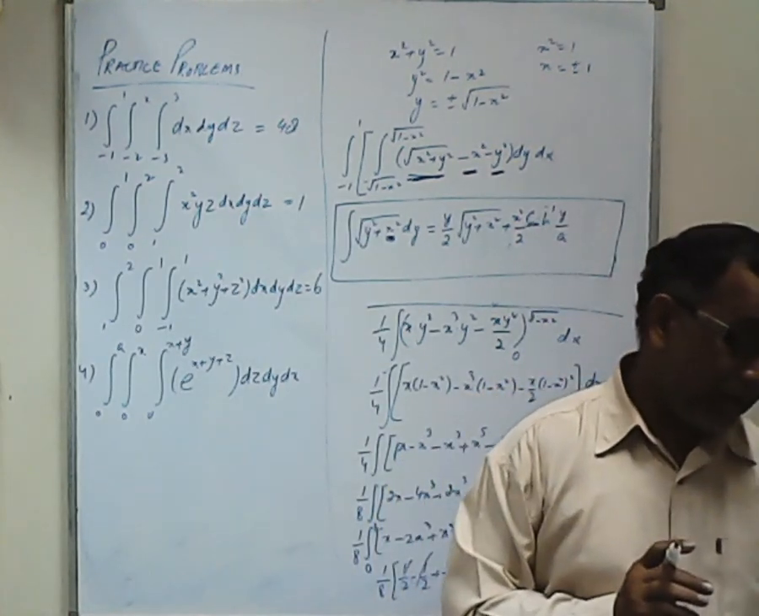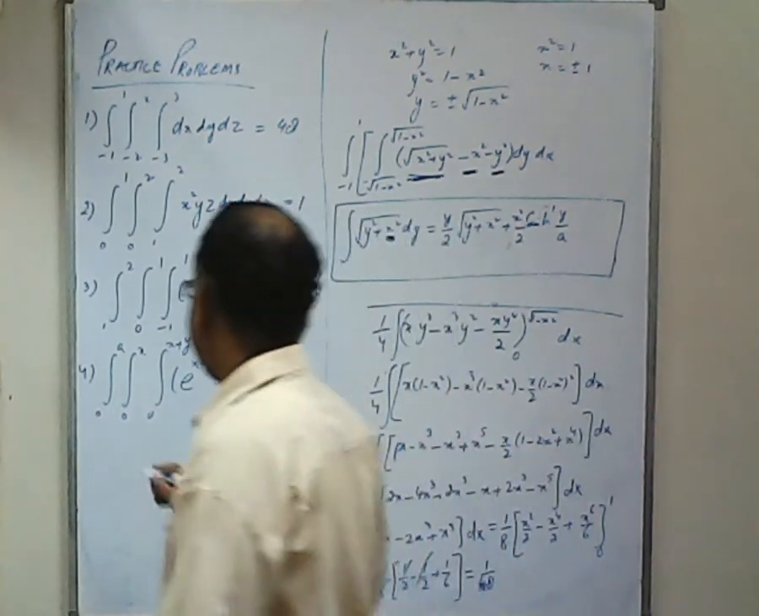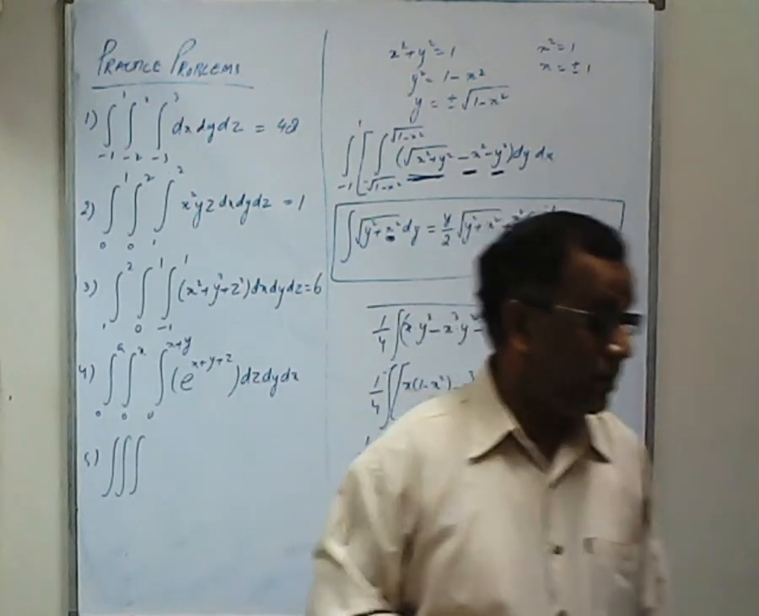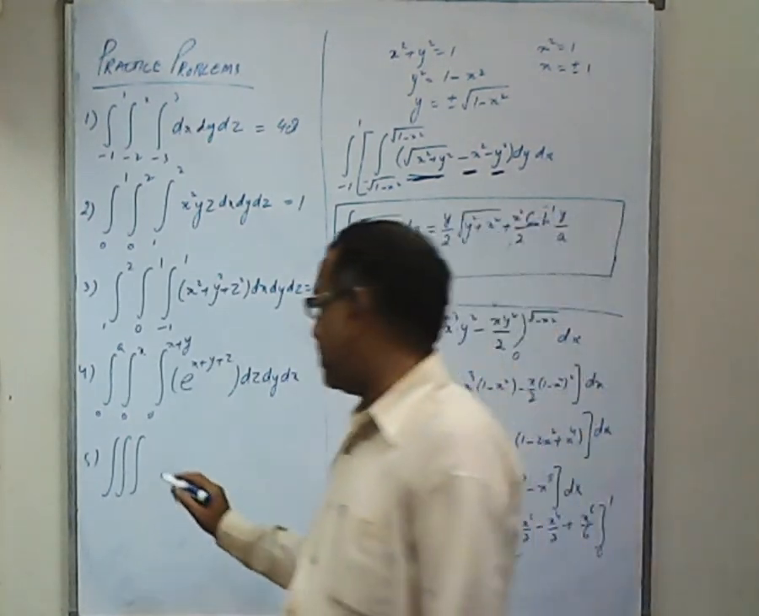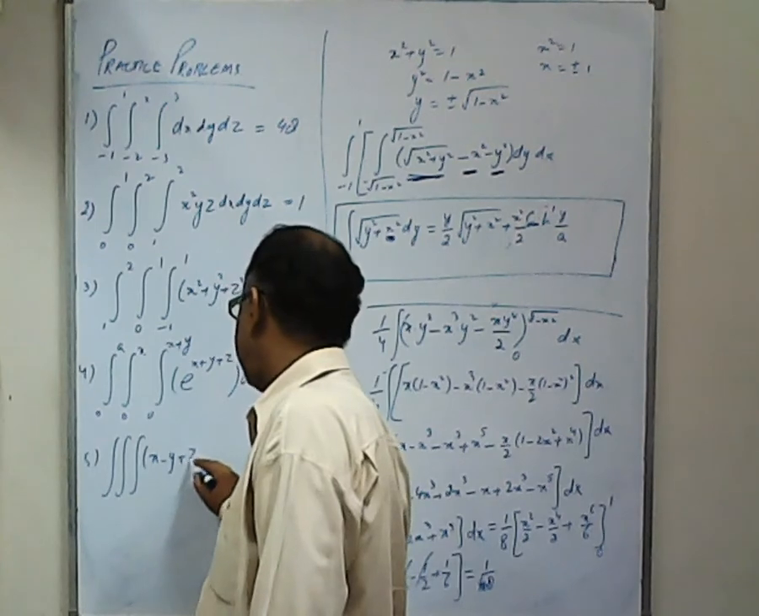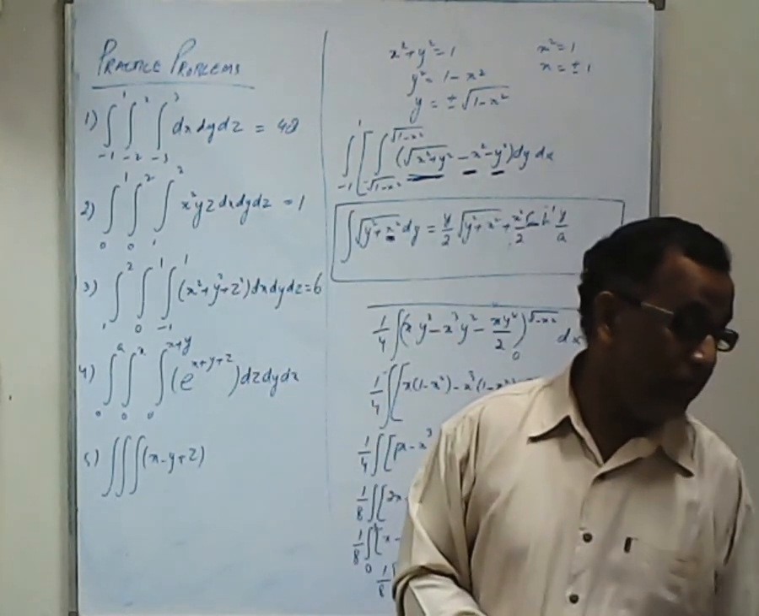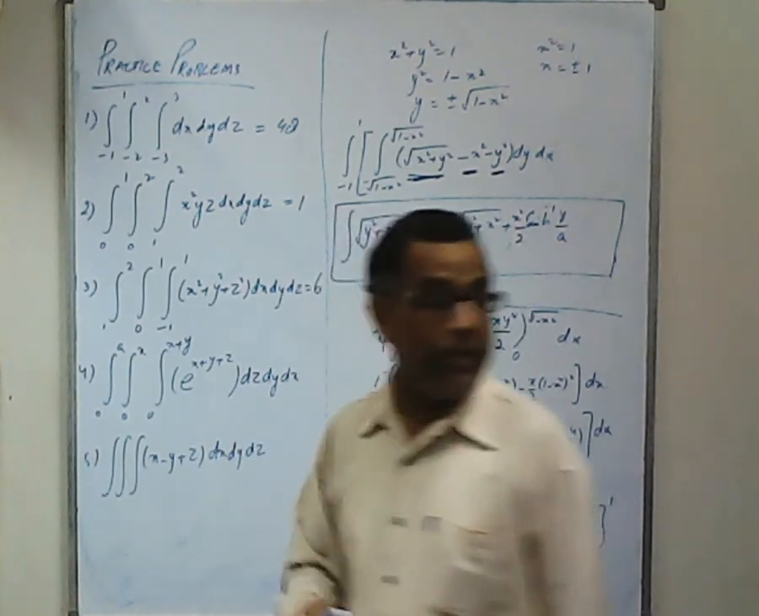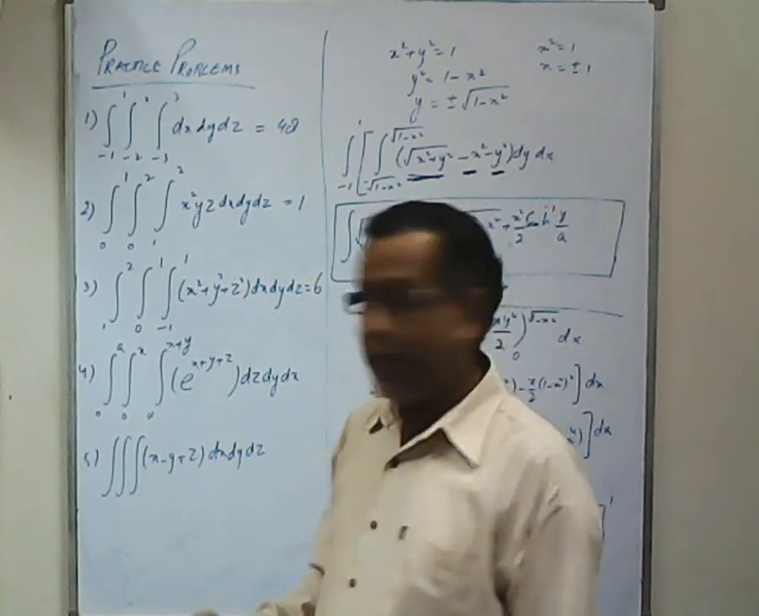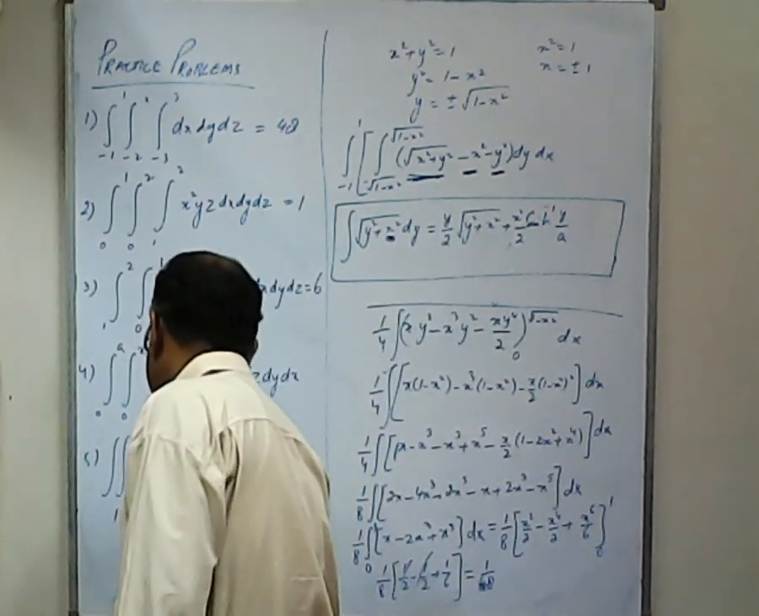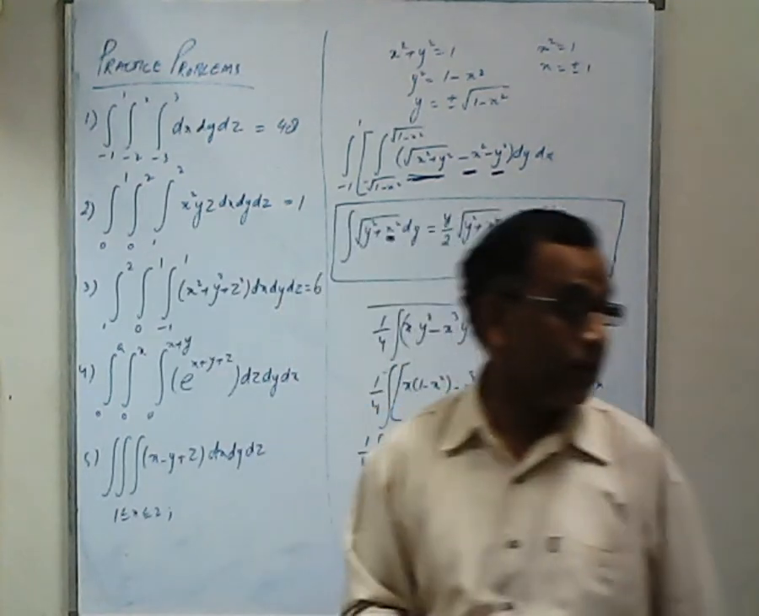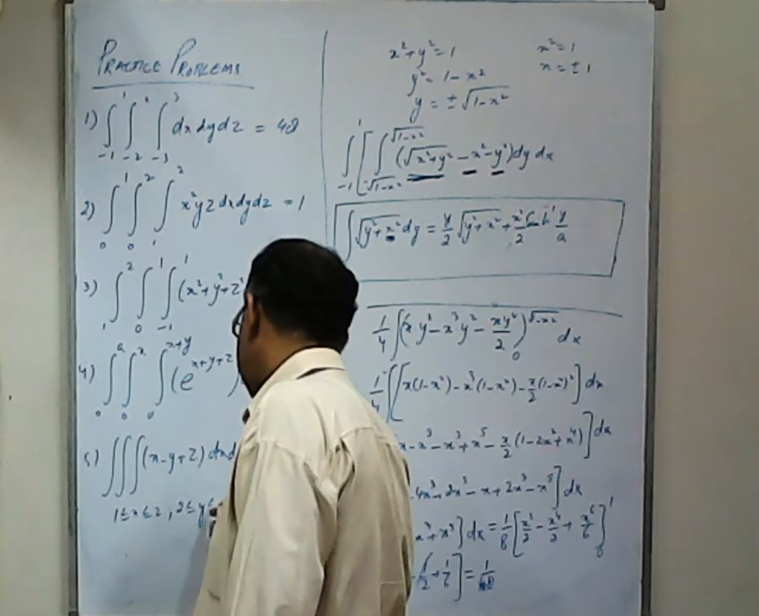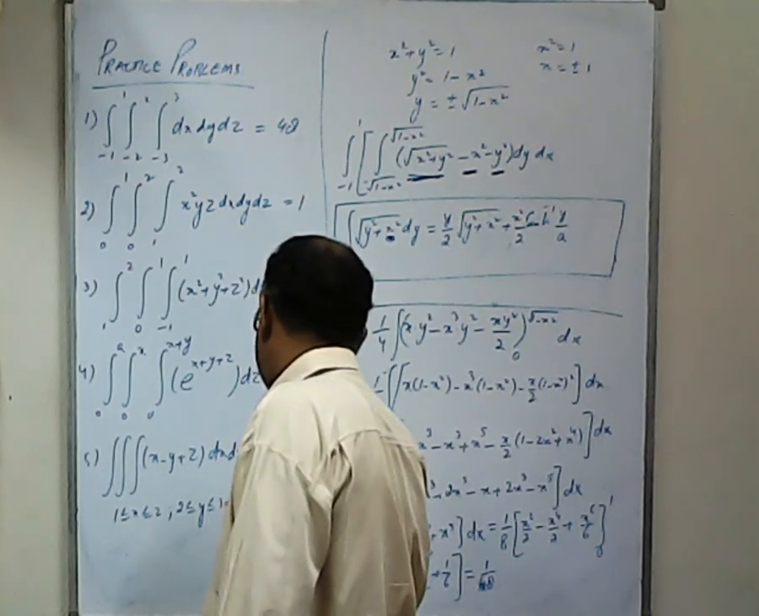So taking another example, number 5, a triple integral, and then we have x minus y plus z, and then we have dx, dy, dz. The limits are given in this way: x is between 1 to 2, y is between 2 to 3, and z is between 1 to 3.